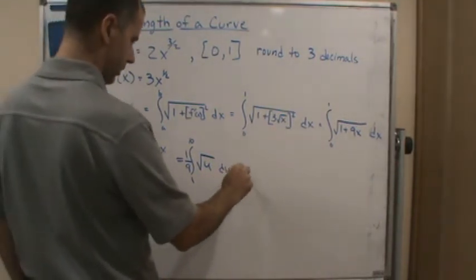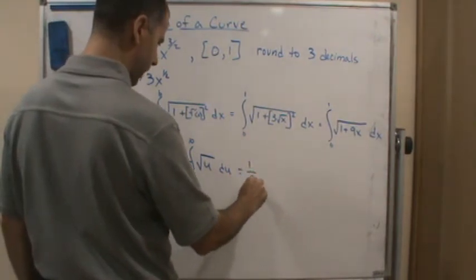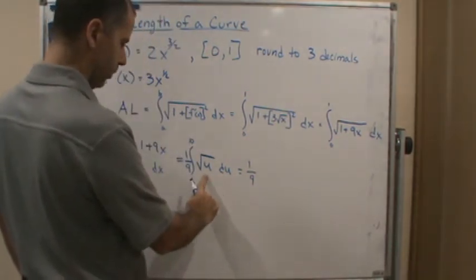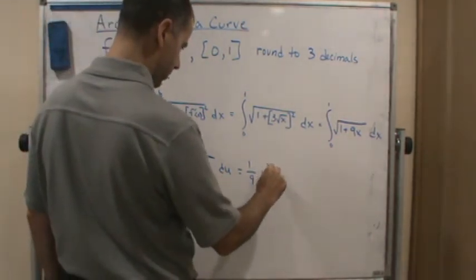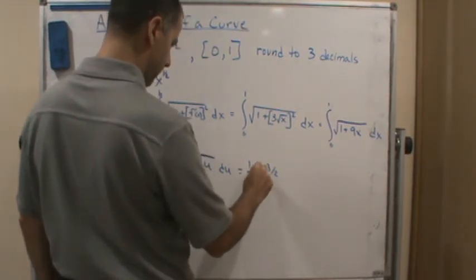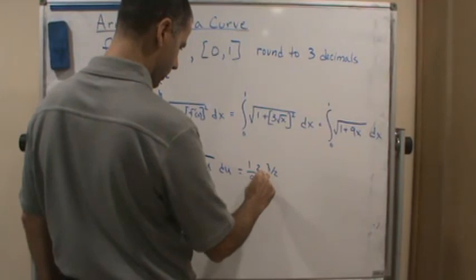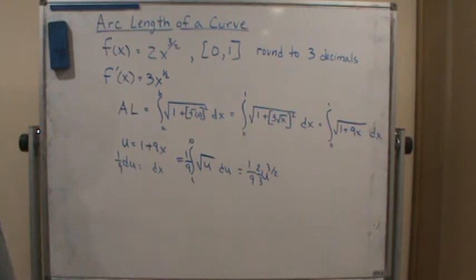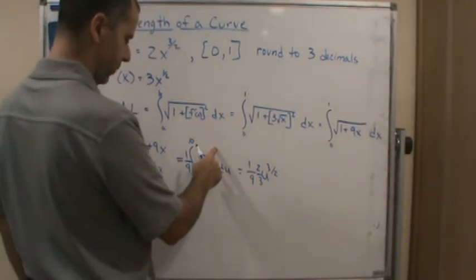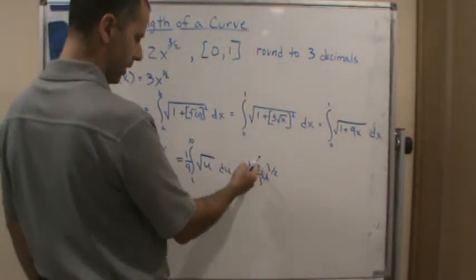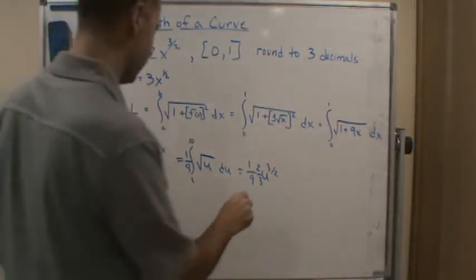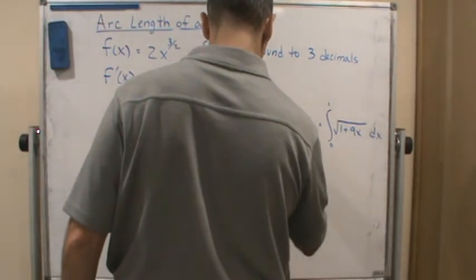Now let's integrate. We're going to get 1/9, and when we integrate this, we get u to the 3/2, and then 2/3 out here, because we have to either divide by the new power or multiply by the reciprocal of the new power. This was 1/2, and we added 1, which makes it 3/2, so we get the 2/3. Then we evaluate this from 1 to 10.